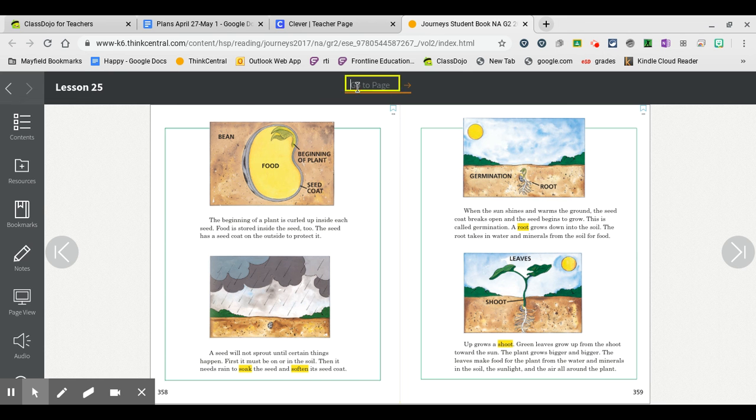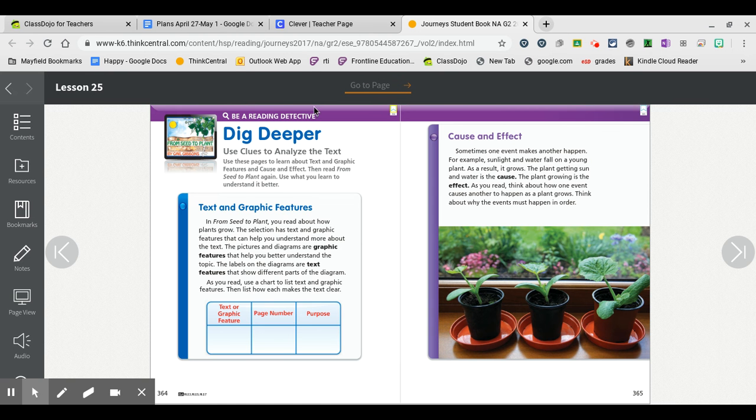So let's take a look back at our digging deeper. You can try as you reread to discuss, like I did, this information from the chart when we see different text and graphic features, or you can write it down on a piece of paper or response journal so that you can go back and see if you can put together all of this information yourself. Now, today, as we dig deeper, we're also going to take a closer look at our cause and effect.